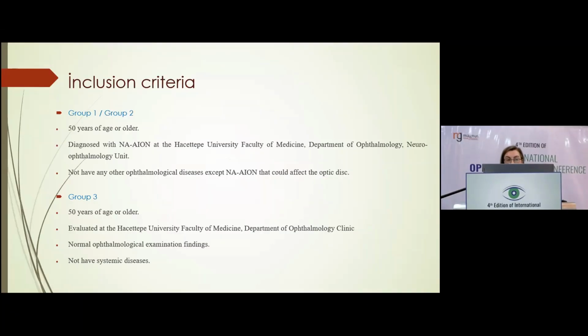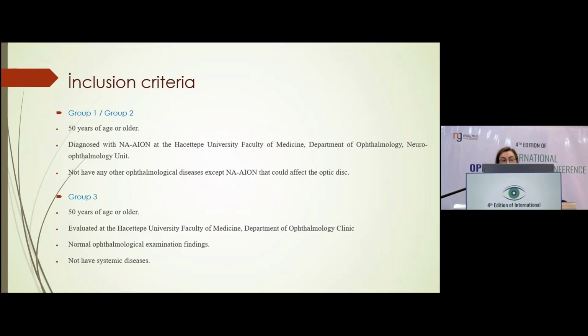Our inclusion criteria for group 1 and group 2 are 50 years of age or older, diagnosed with NAION at Hacettepe University, and not having any other ophthalmological disease except NAION that could affect the optic disc.